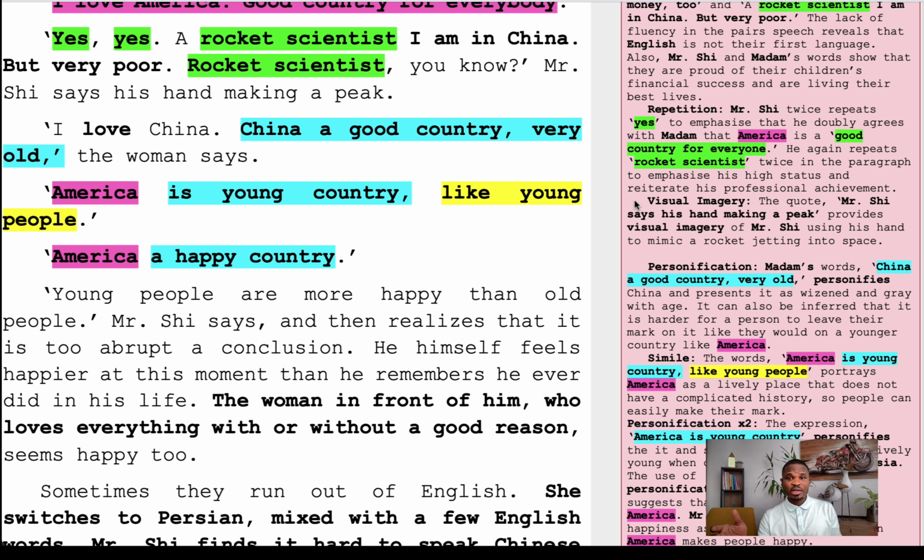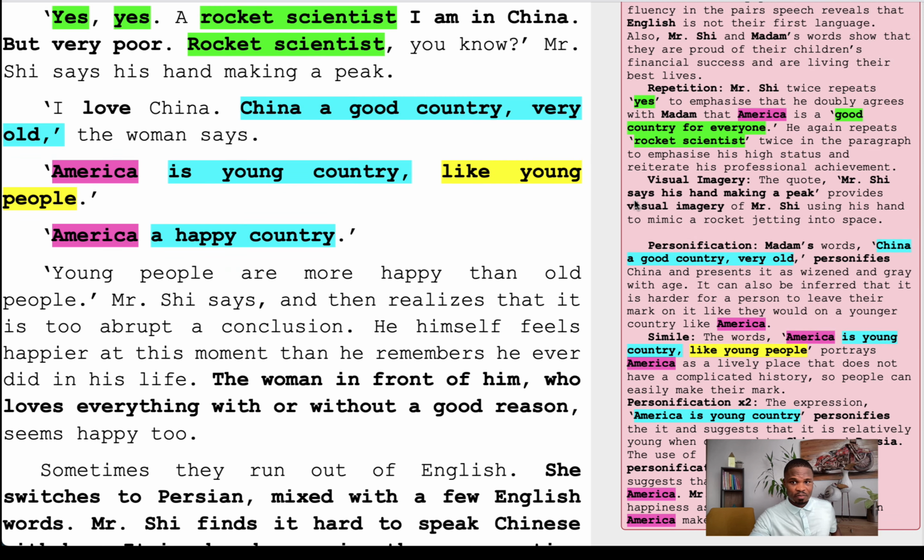So Madam's words, China, a good country, very old, personifies China and presents it as wizened and gray with age. It can also be inferred that it is harder for a person to leave their mark on China than on a younger country like America. So America is like a country where people can easily leave their mark, unlike China that has a rich, extensively older civilization, right? It has multiple dynasties, people of repute infused into its culture and history.